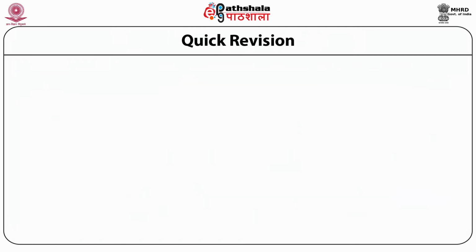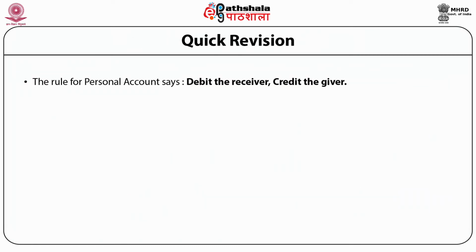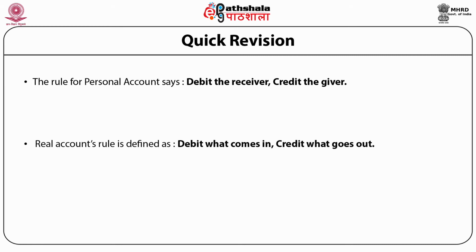Quick revision. The rule for personal account says debit the receiver, credit the giver. The real account rule is defined as debit what comes in, credit what goes out.